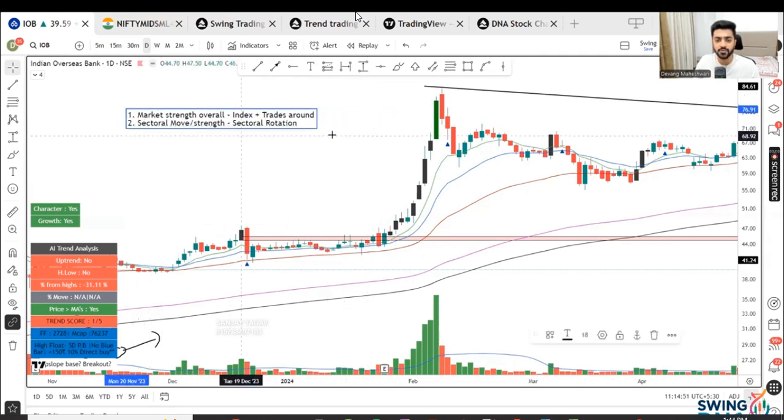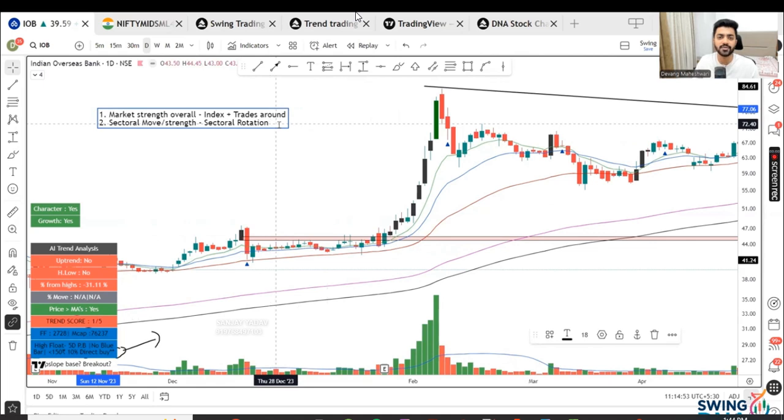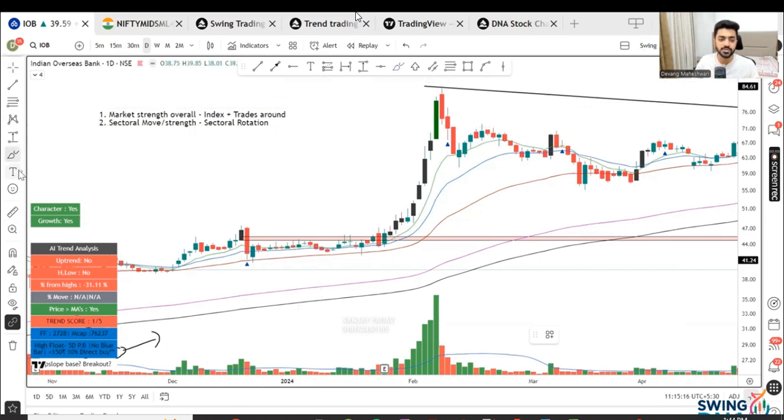Today we'll discuss sectoral strength, how to identify whether it is a sectoral move or a single move. Trust me, people have a lot of confusion regarding this, and it is very simple to do. To understand sectoral strength and sectoral rotation is very easy. There is nothing hard and fast to look for.